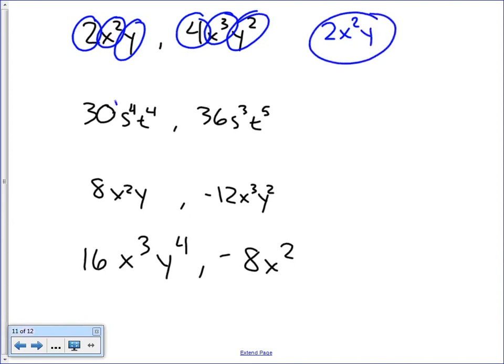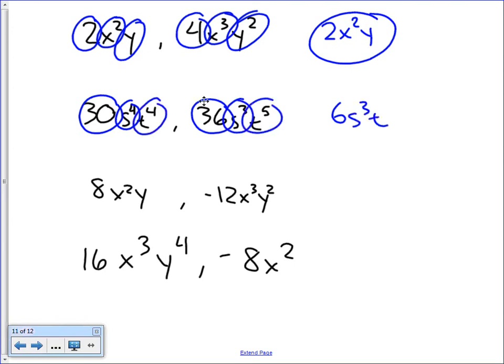They have y's in common, so y and y to the second, use the lower power. So 2x squared y. Out of 30 and 36, we can divide both of those. That should be a 6. And then I have s's in common, so use the lower one, s to the third. I have t's in common, so t to the fourth is the lower one.